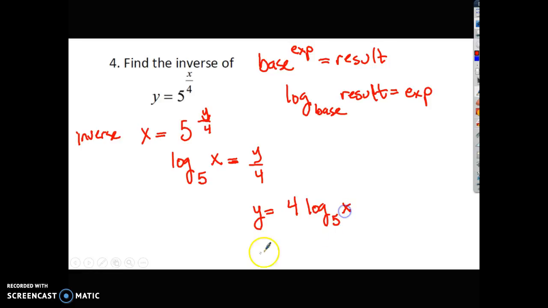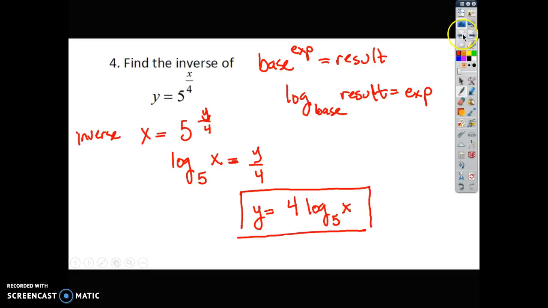Log base 5 of x. And again, this is the inverse of that. These two are the opposite of each other. And it's good to notice that this is an exponential function and this is a logarithmic function. They are inverses of each other.